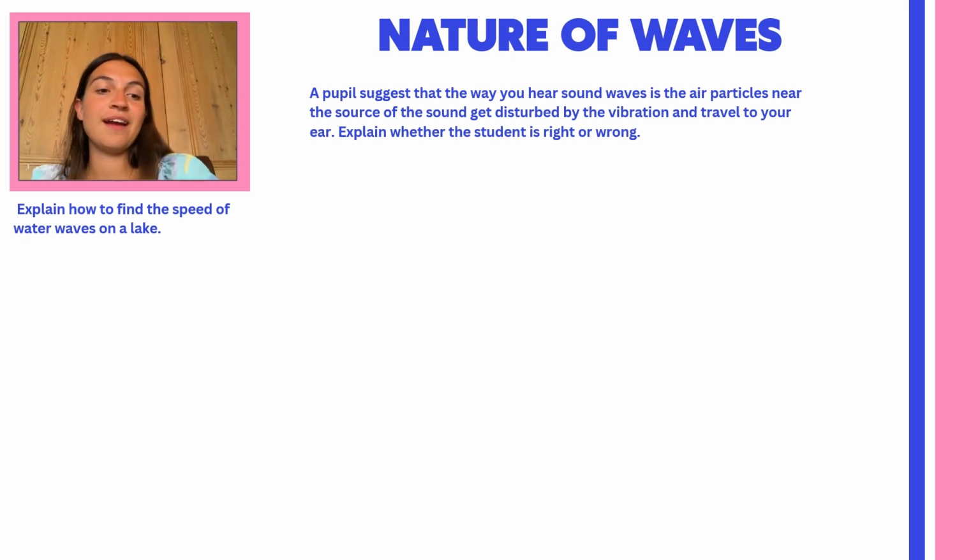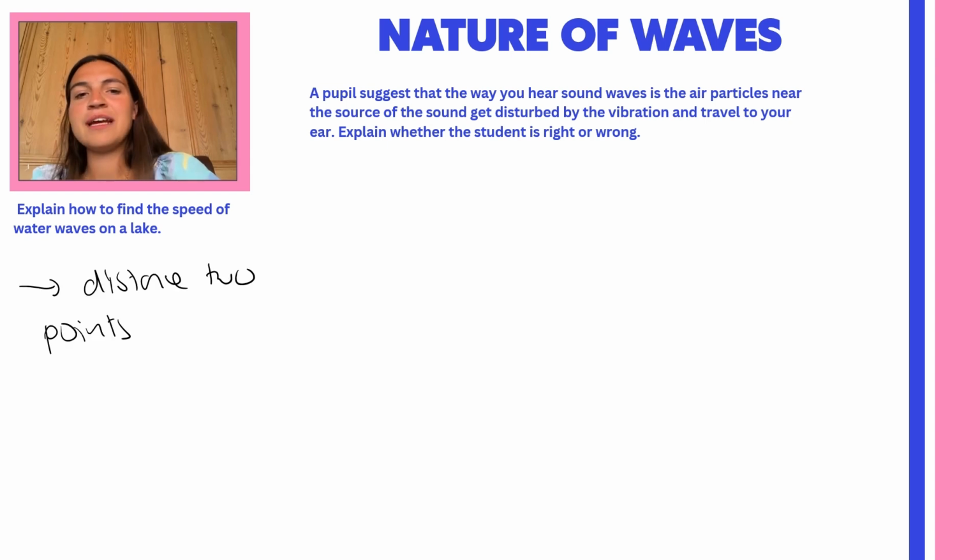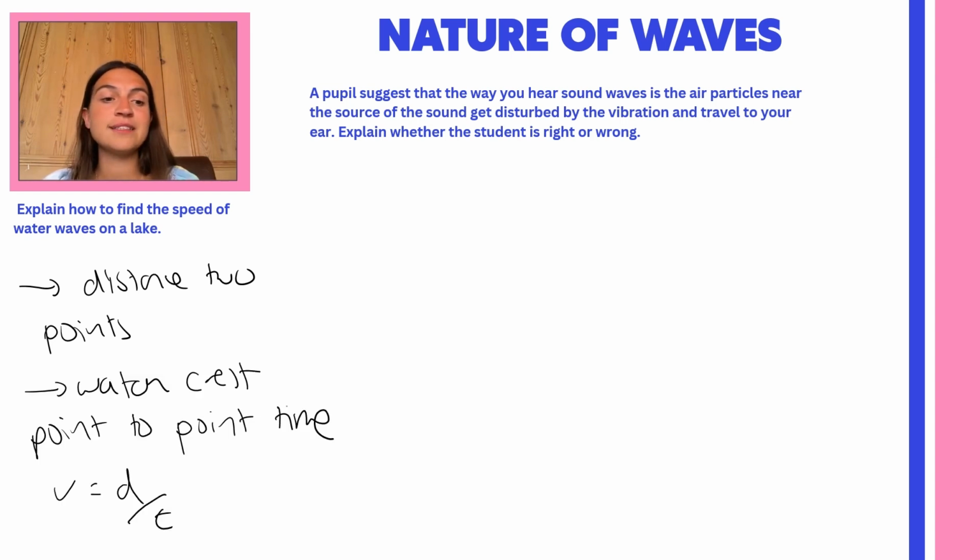Okay, on to the nature of a wave. Explain how to find the speed of a water wave on a lake. So you need to take the distance between 2 points, probably make the distance as large as possible to reduce the errors here. And you need to measure that distance, however many meters that is. Then you need to watch one particular wave, so maybe the crest of one particular wave, and you need to time it between those 2 points.